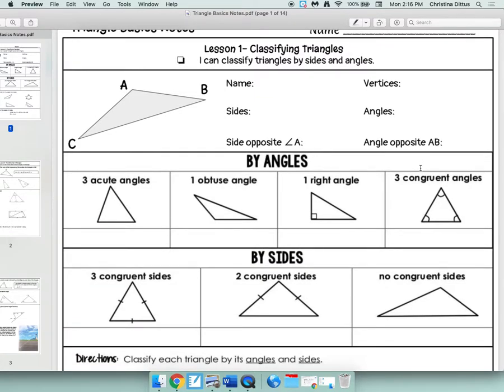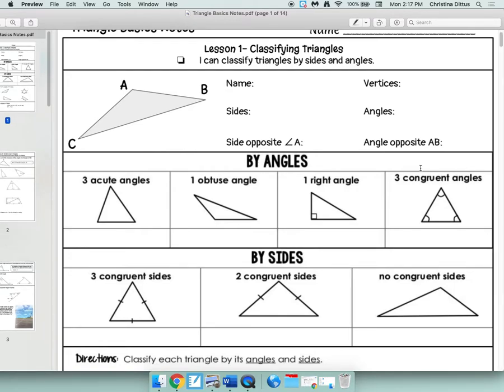Back to third grade. We're starting our triangles chapter. To name a triangle, all you need to do is put a triangle symbol and then the letters that you see. So if I look at the triangle we have, I'm going to call this triangle ABC.